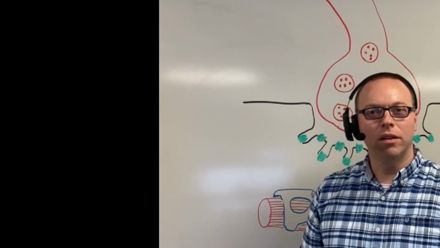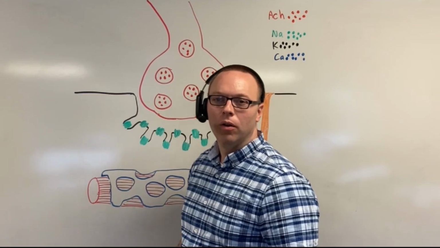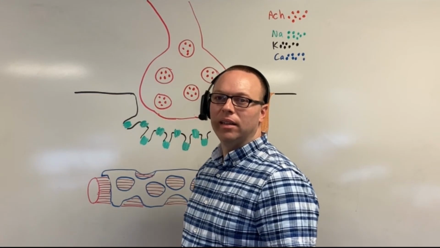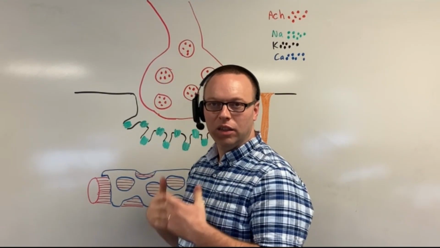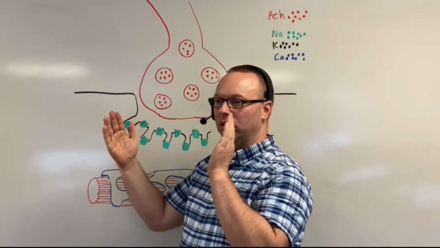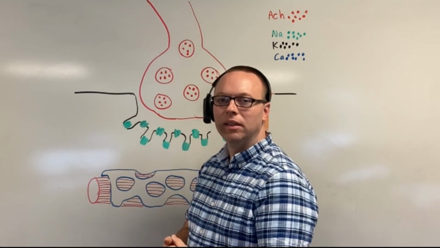Alright guys, welcome back. Today we're going to be talking about excitation-contraction coupling. So what is that and why do we care? Well, what happens is excitation: the muscle gets excited, right? And because the muscle's excited, it's going to contract. The muscle's going to get shorter, and that's what lets us lift things up. That's what it is in a nutshell.